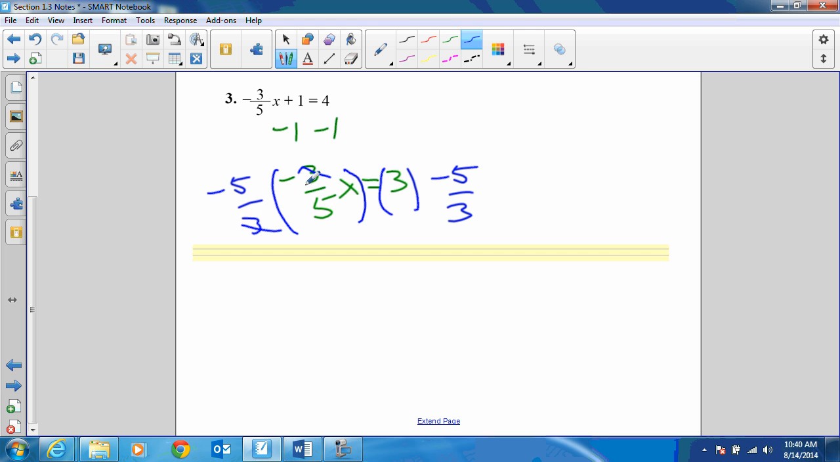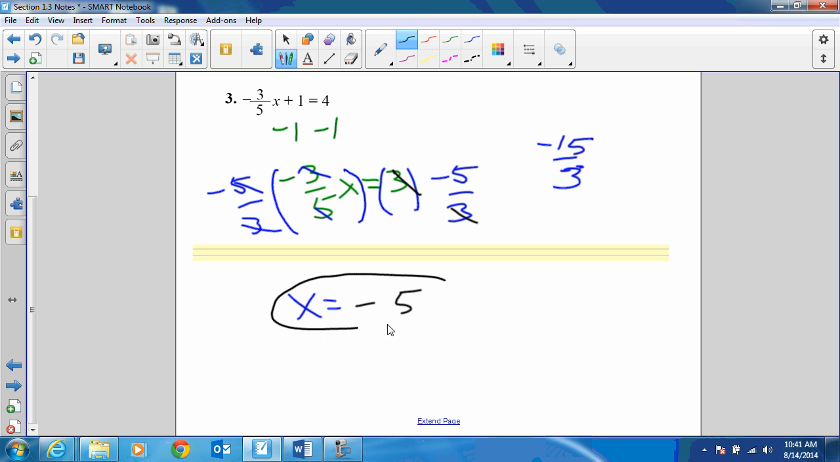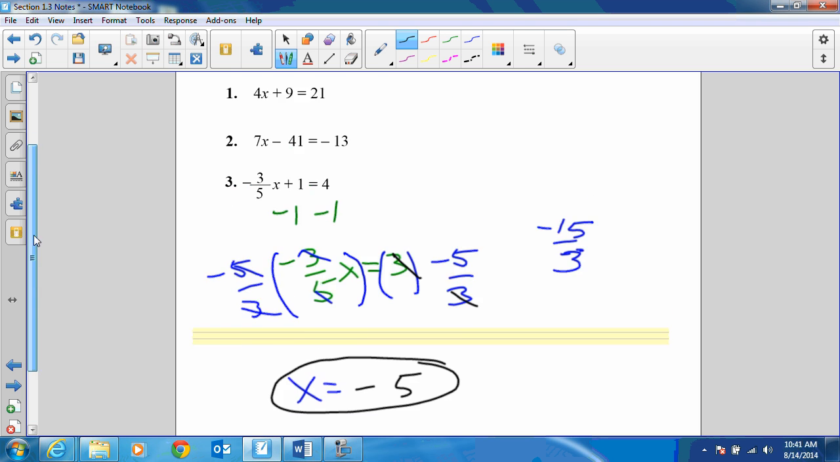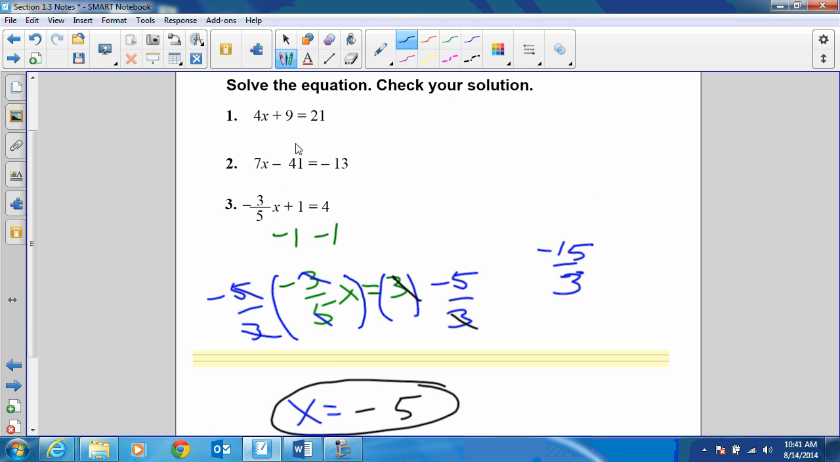The 3's cancel out. The 5's cancel out. The negatives cancel out. We just have x. On the other side, you can think of that as negative 3 times negative 5 is negative 15 over 3, which is negative 5. Or you can just cancel out, since 3 goes into 3 once. Either way, you're going to get negative 5 as your answer. Do the other two on your own, and if you have questions, ask, and we can check them in class.